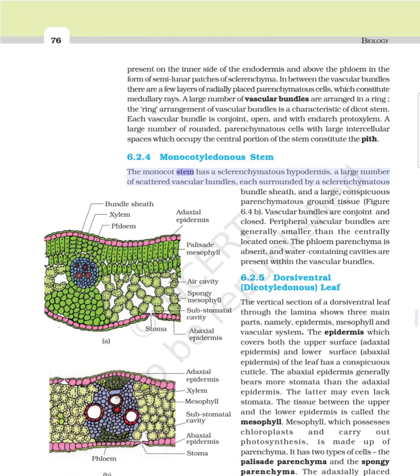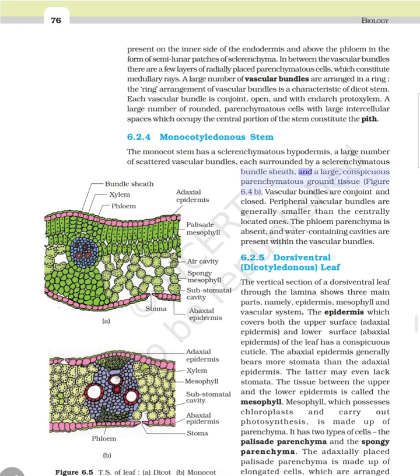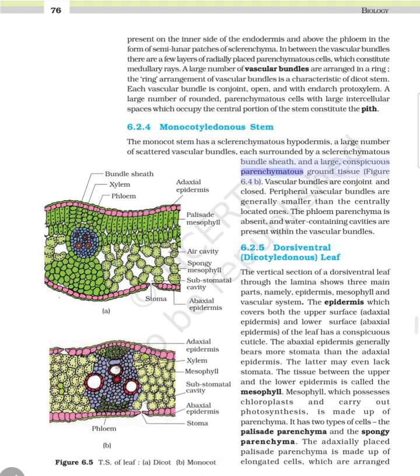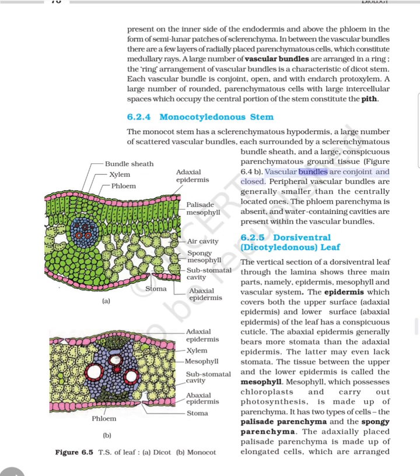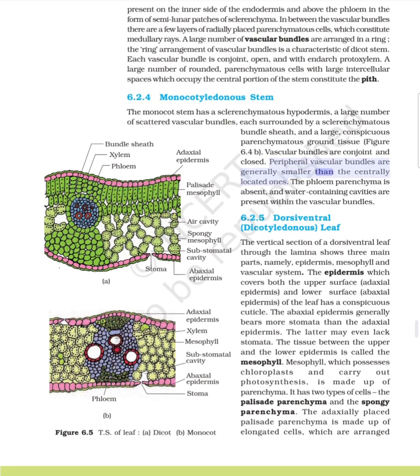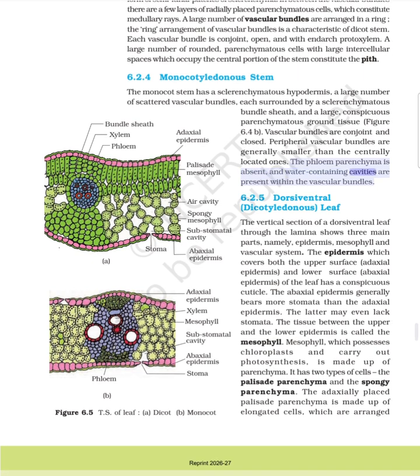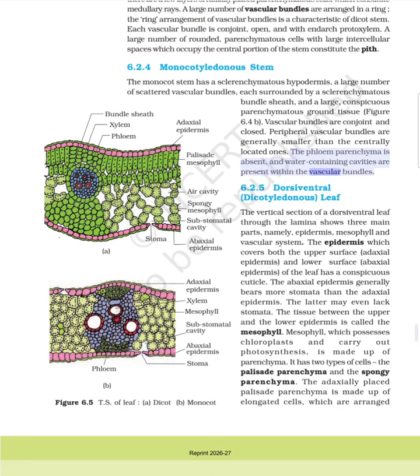6.2.4 Monocotyledonous stem. The monocot stem has a sclerenchymatous hypodermis, a large number of scattered vascular bundles, each surrounded by a sclerenchymatous bundle sheath, and a large, conspicuous parenchymatous ground tissue. Vascular bundles are conjoint and closed. Peripheral vascular bundles are generally smaller than the centrally located ones. The phloem parenchyma is absent, and water-containing cavities are present within the vascular bundles.